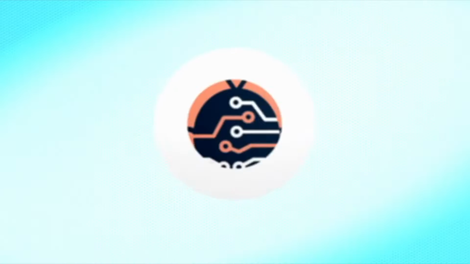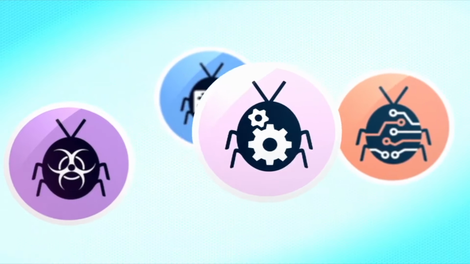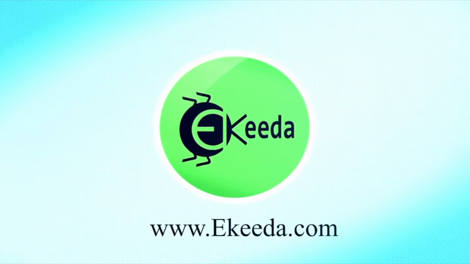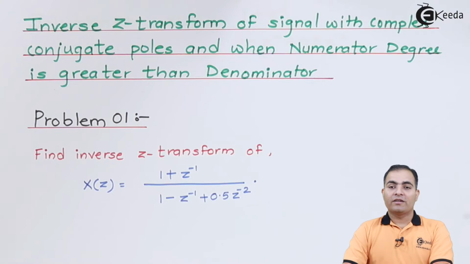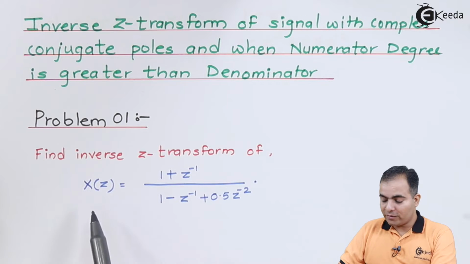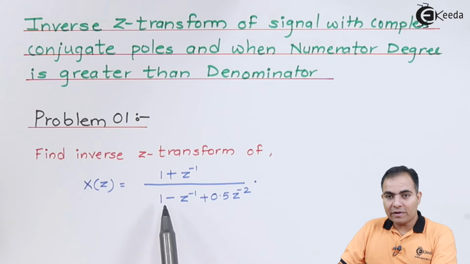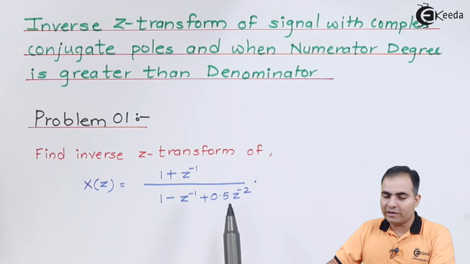Problem number 1. Find inverse Z transform of X of z, and the function is 1 plus z inverse. In denominator we have 1 minus z inverse plus 0.5 z raised to minus 2.